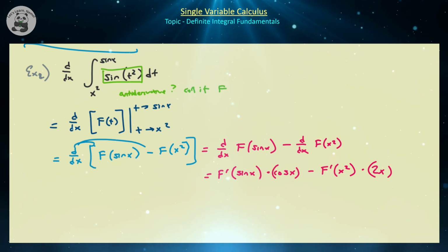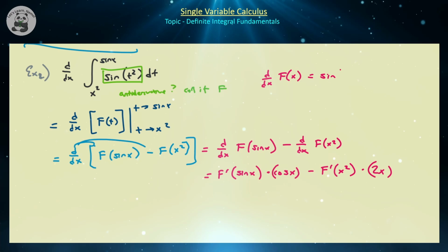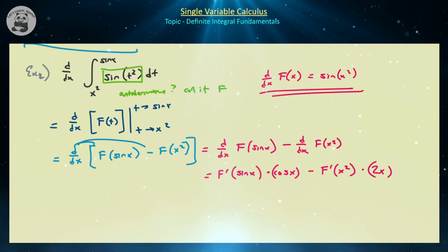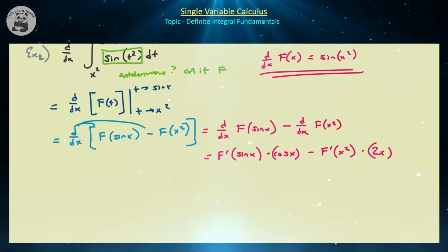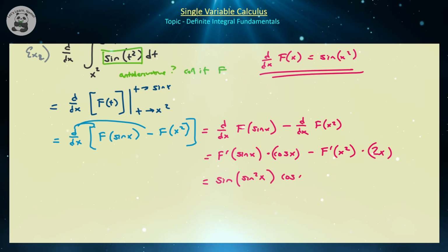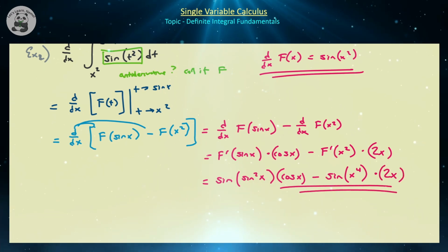Now, what is the derivative of F of x? Well, that's just going to be equal to the sine of x squared, using the same logic as before. So this is going to be equal to the sine of the inside squared times cosine of x, and then minus the sine of something squared, which is going to be x to the fourth, times 2x. And that would be your answer, which I think is quite nice.